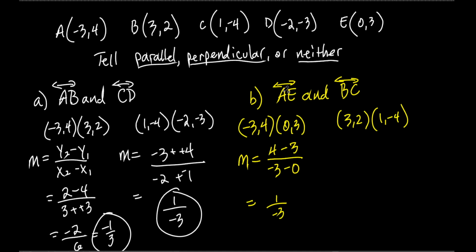So this line AE is also parallel to what? AB and CD. So if you were to graph them, you'll find out that this line AE is also parallel to these two.